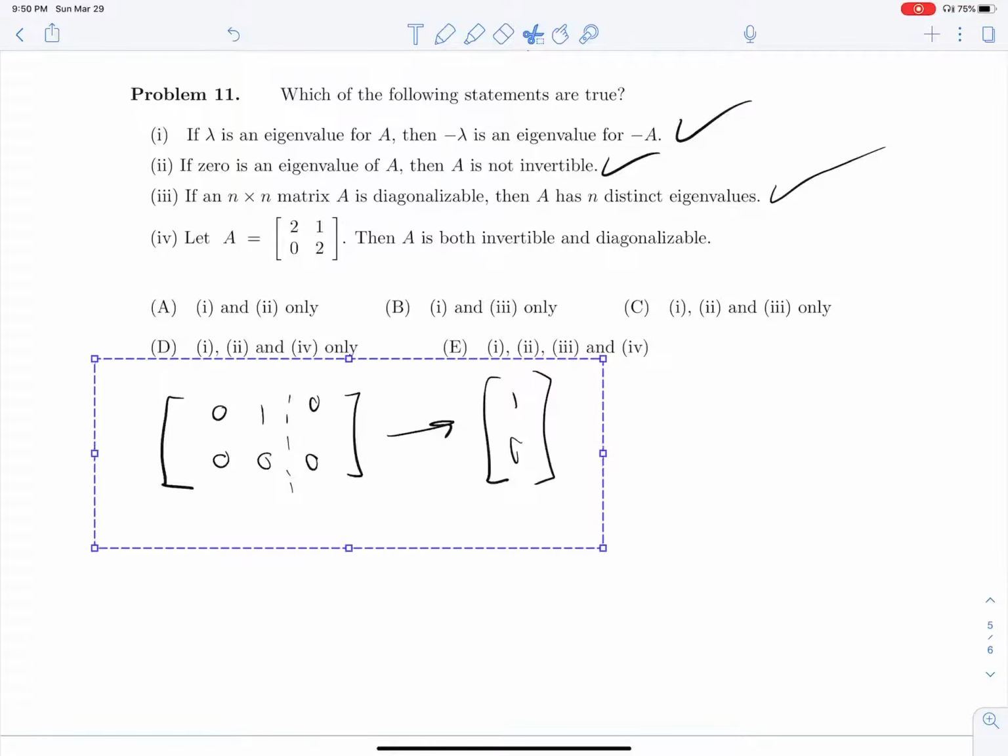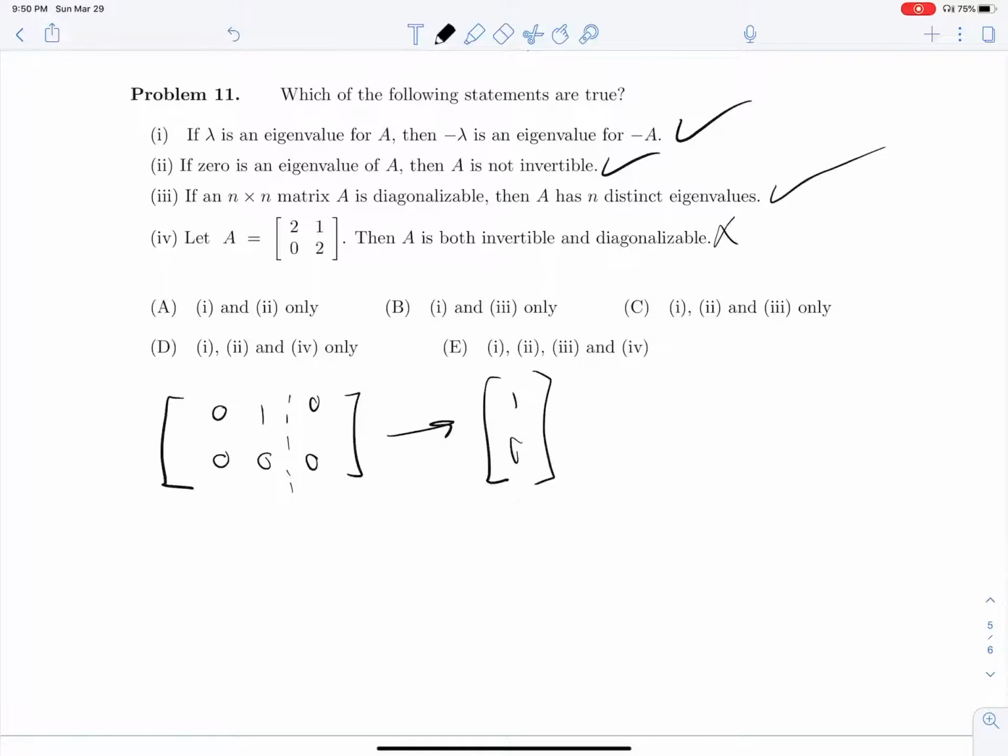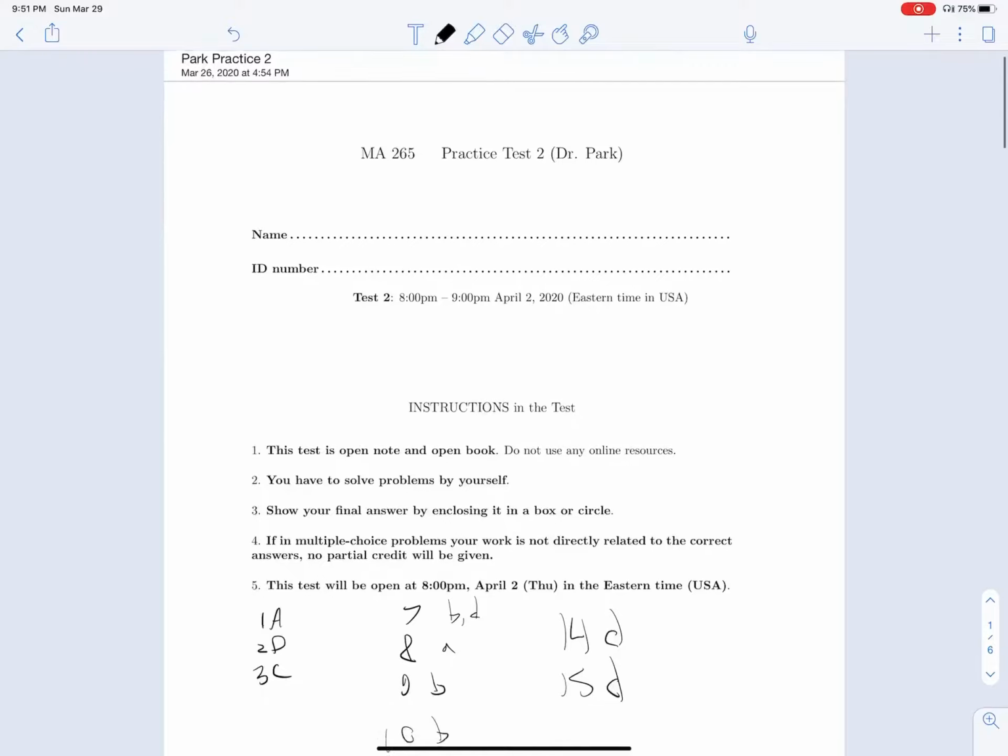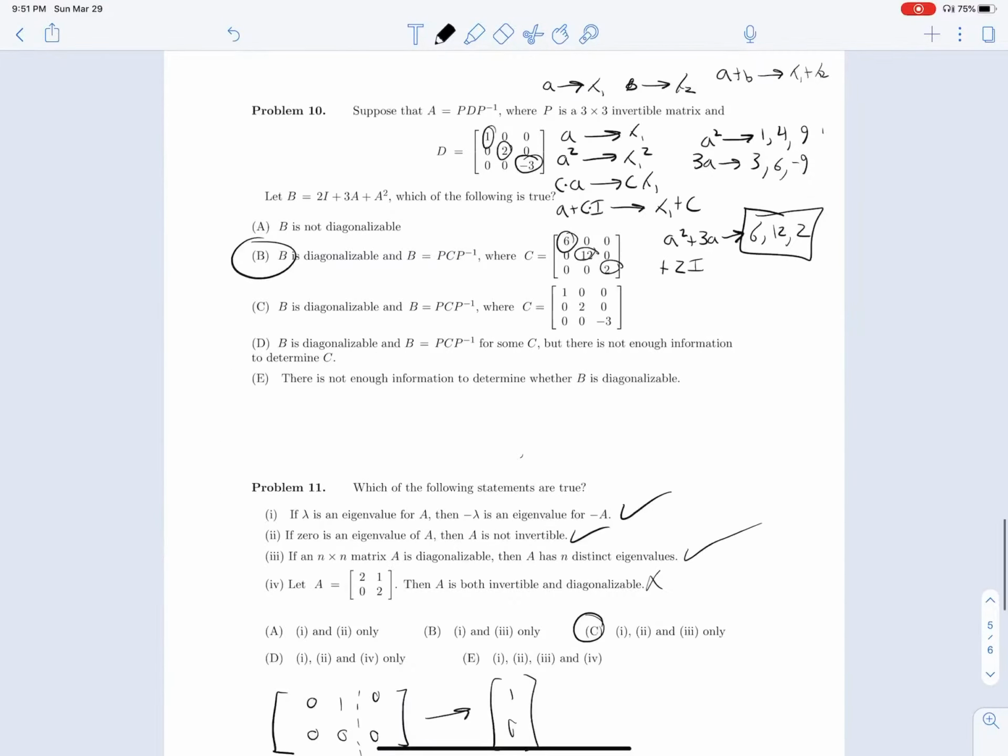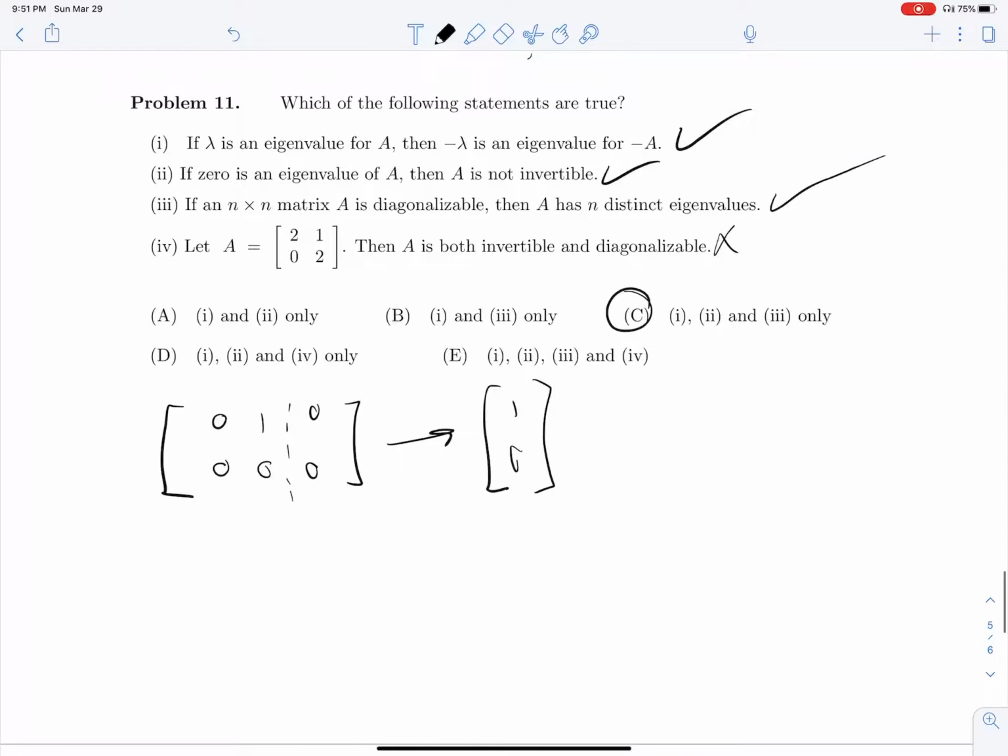And a nice way to think about this, actually, this is just an afterthought. So 4 is incorrect. 1, 2, 3 is our correct answer choice. That is C. There we go. Another cool way to think about it is that a matrix is only diagonalizable if its eigenvectors span n-dimensional space. So in this case, because we only have one eigenvector, it does not span R2. It cannot span R2.